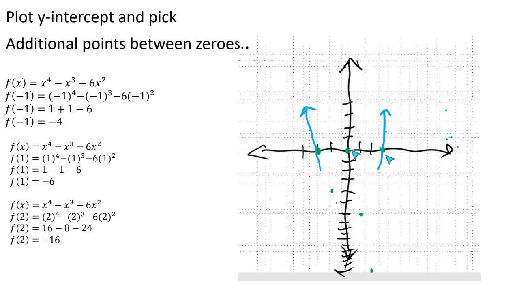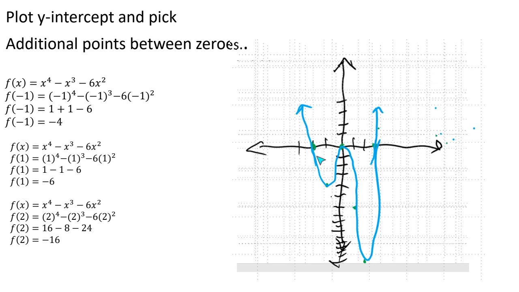So I chose a -1. So if I plug in -1 here, I end up with -4. I also chose 1. So if I plug in 1, I get a -6. And then I pick 2. So 2 will give me a -16. And you could barely see my points right here. So if I continue my graph, then I can sketch my graph. This is going to come up. It's going to touch at 0 since I repeated an even number of times. And then it's going to come down.